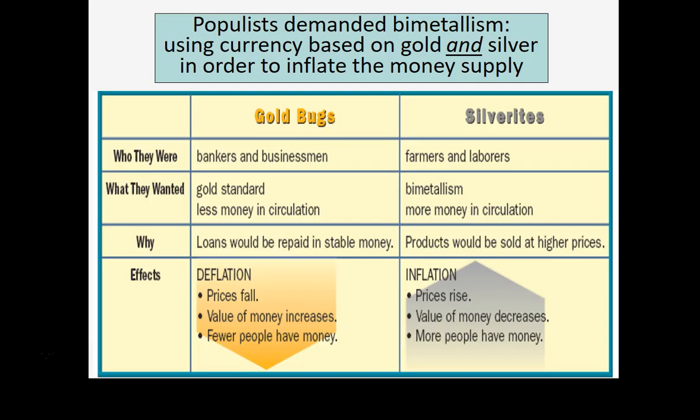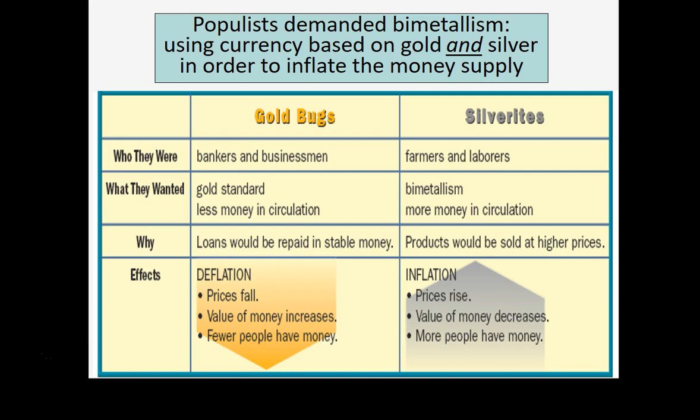Another demand that populists make is bimetallism. This means that they wanted money to be backed by both gold and silver in order to inflate the money supply. Now, this chart here is going to give us a better understanding of the two sides of the argument.